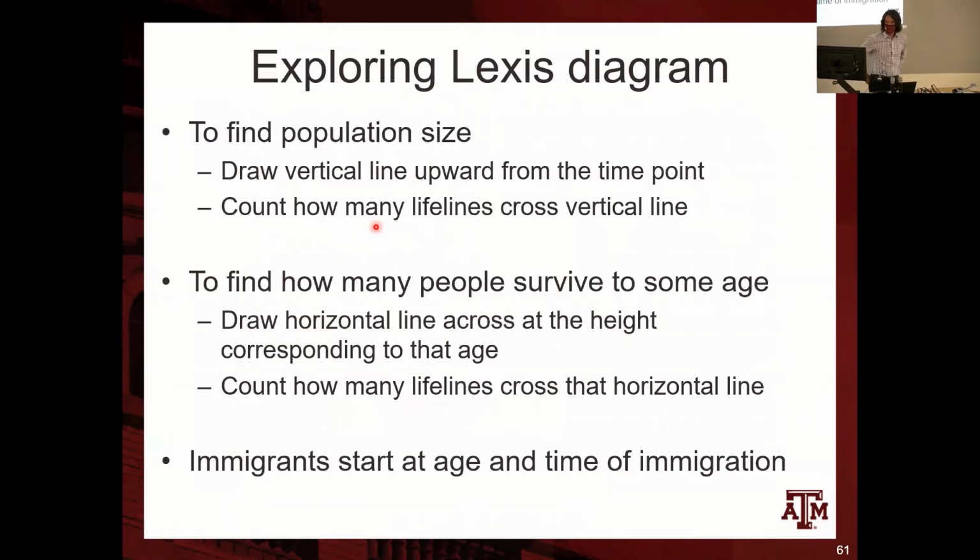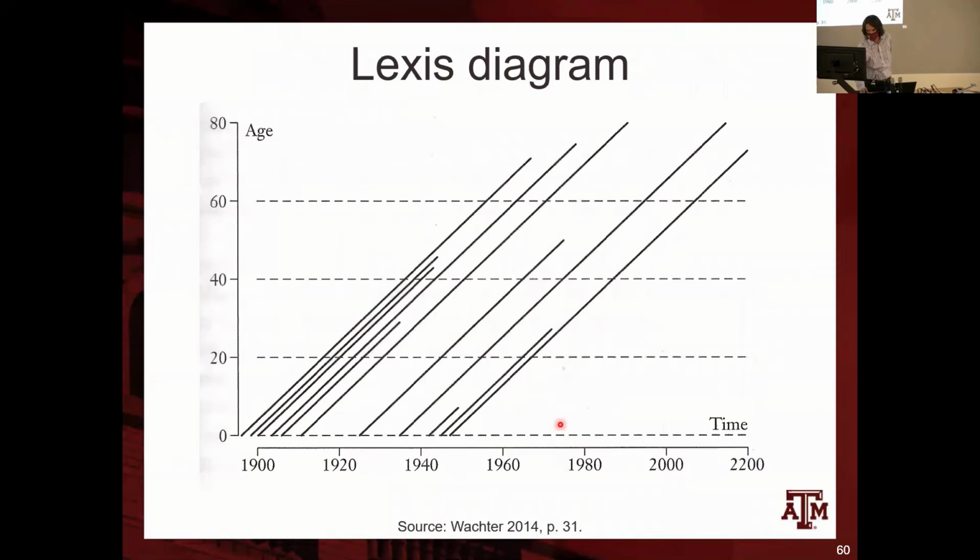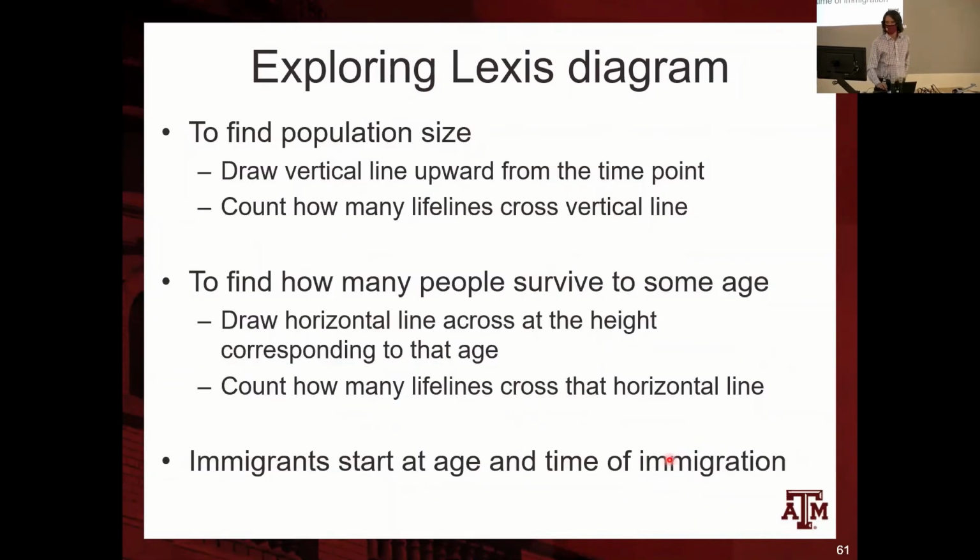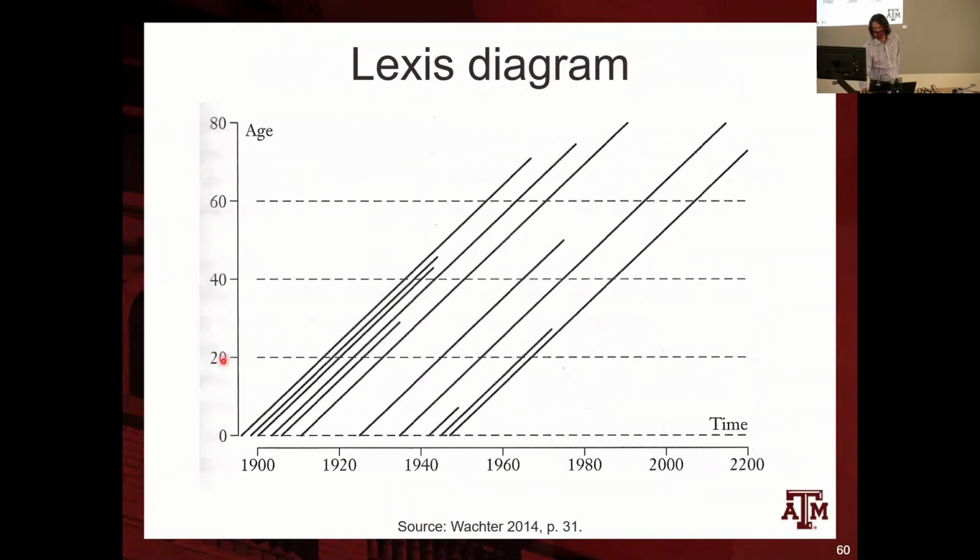And this slide is pretty much explaining what I just did while I was showing the graph. To find the population size, you draw a vertical line upward from the time point, and then you count how many lifelines cross the vertical line. That was my question of the size of the population in 2000. And then to find how many people survive to some age, draw a horizontal line across at the height corresponding to the age that you want, and count how many lifelines cross that horizontal line. And that was my first example of people that reached age 20, right?